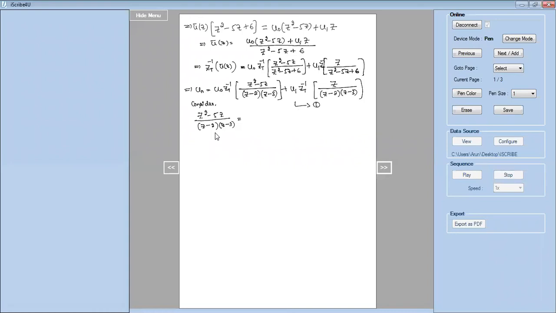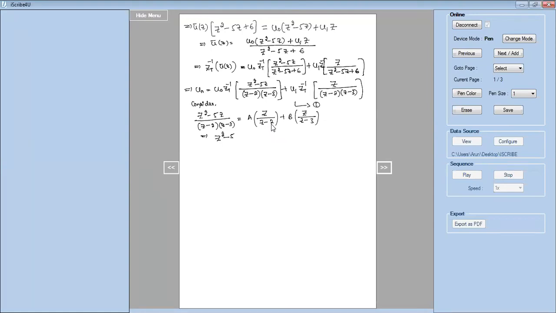So I can split this as A divided by (z − 2), because linear non-repeated factors are there. So it is A by this term plus B by this term, B by (z − 3). So here you have z − k. If I have z − k, the numerator should be simply z. Right. So now let us take LCM and equate the numerators.